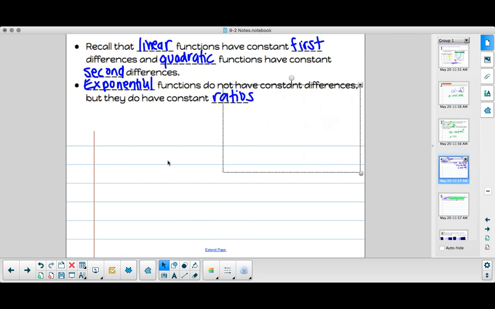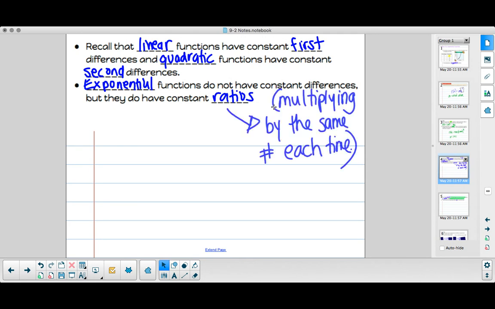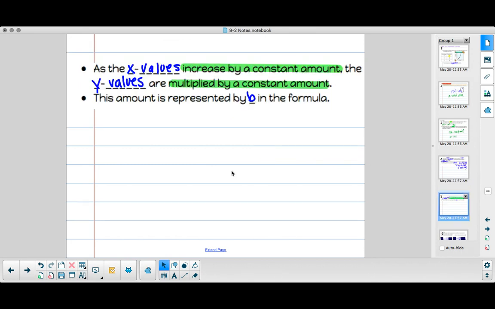Hopefully you remember that linear functions have a constant first difference and that quadratic functions have a constant second difference. Exponential functions do not have any constant differences. They do, however, have a constant ratio, which, just like we talked about in geometric sequences, means that you're multiplying by the same number each time. As your x values increase by a constant amount, the y values will be multiplied by a constant amount.